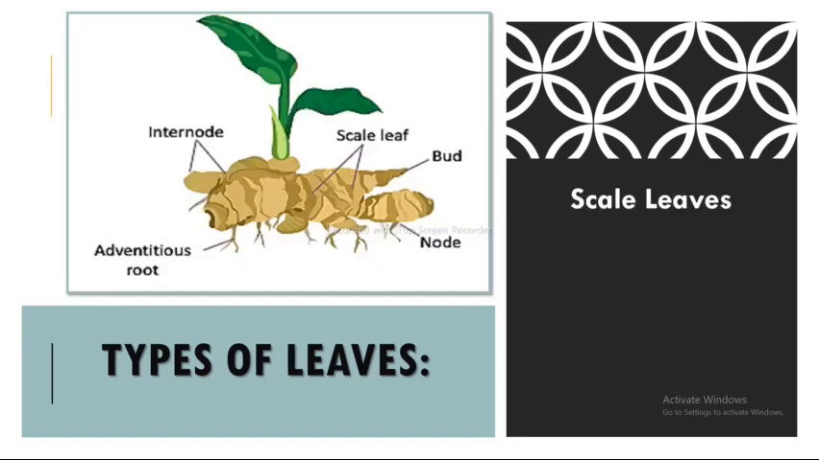Third type of the leaf is known as scale leaves, and scale leaves are mostly present in rhizomes such as in ginger or in underground stems. You can see in this figure, this is a figure of a rhizome of ginger. You can see that this is a bud, this is a node. These are scale leaves which are protective in nature sometimes, and this is an internode, and these are adventitious roots as shown in the figure.